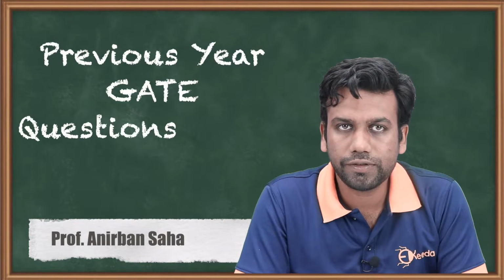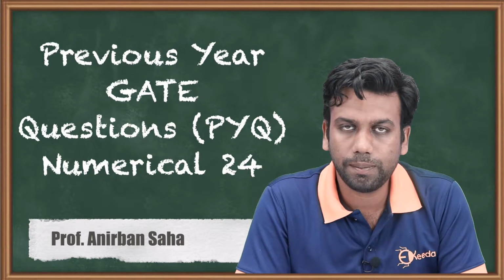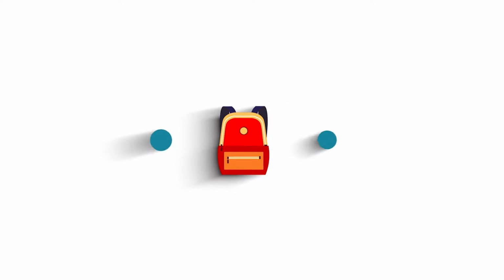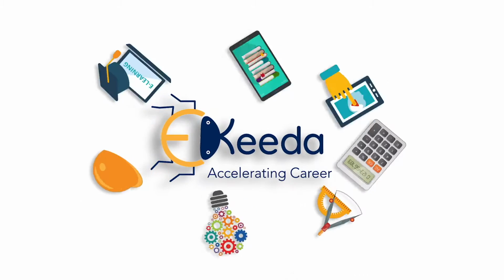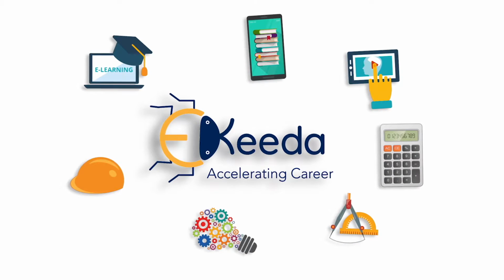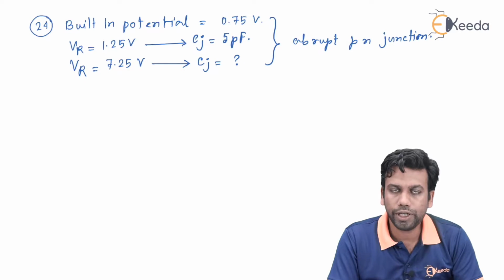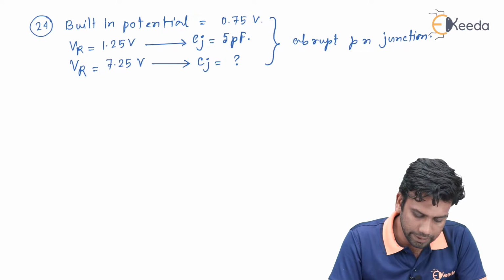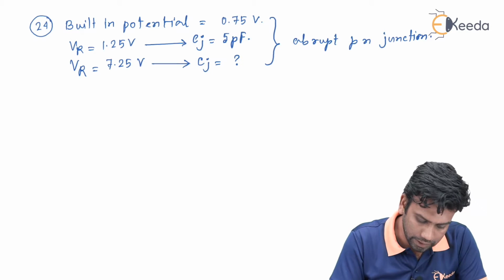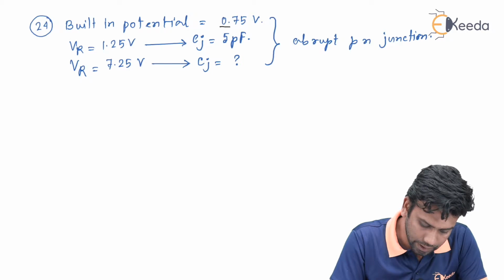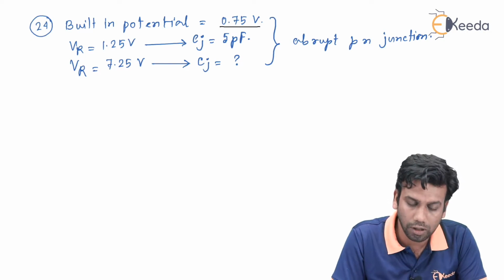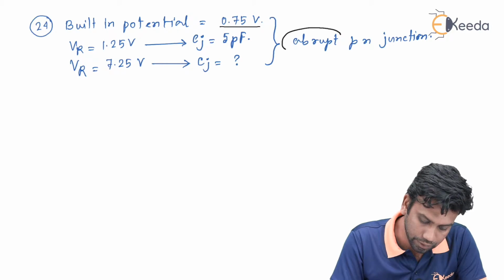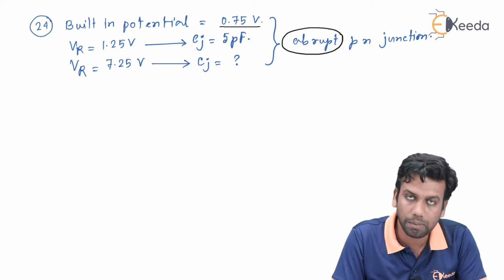Hello friends, in this video we are going to discuss a previous year GATE question on electronic devices. According to the given numerical, the built-in potential of a PN junction diode is 0.75 volt, and the PN junction diode is of abrupt type.